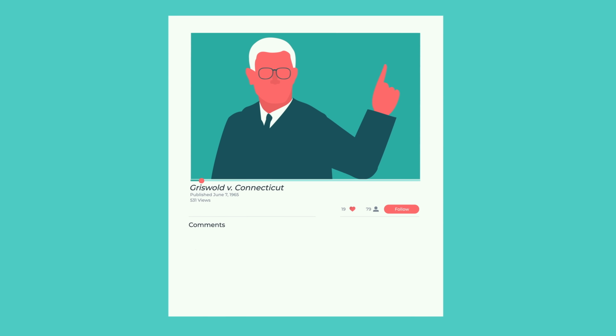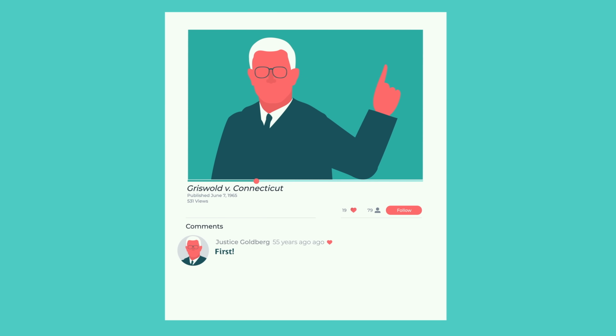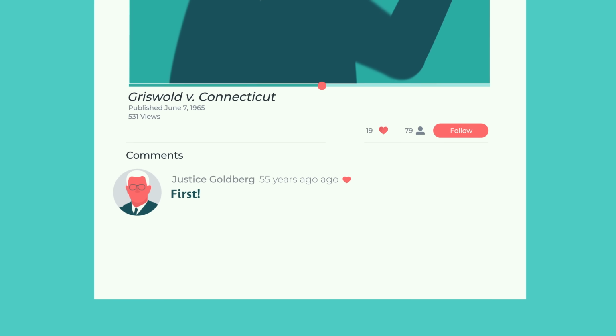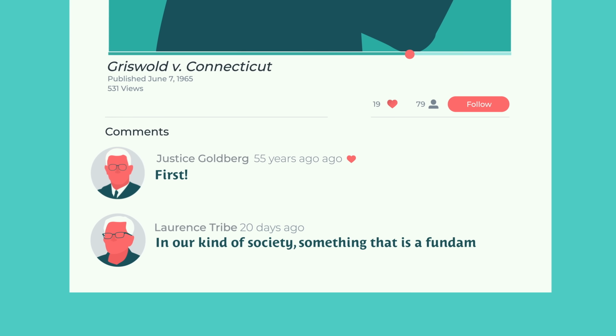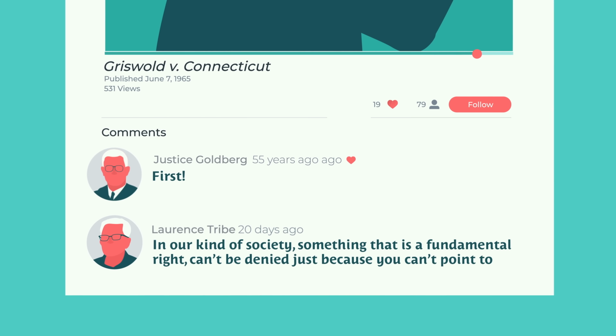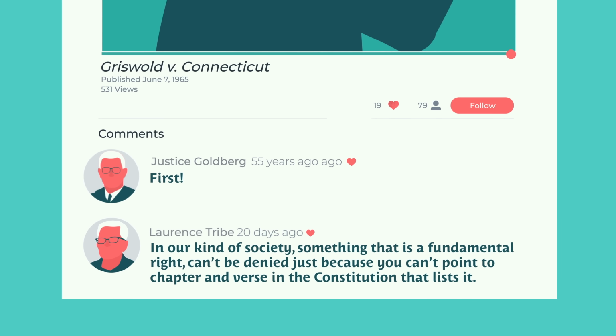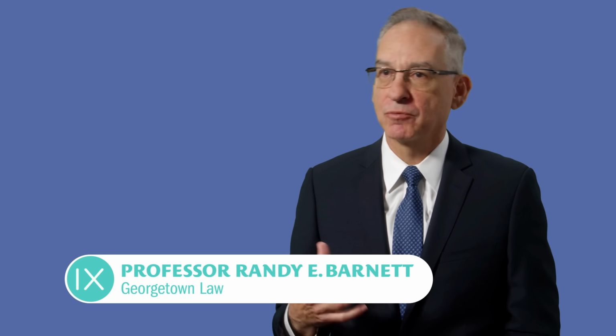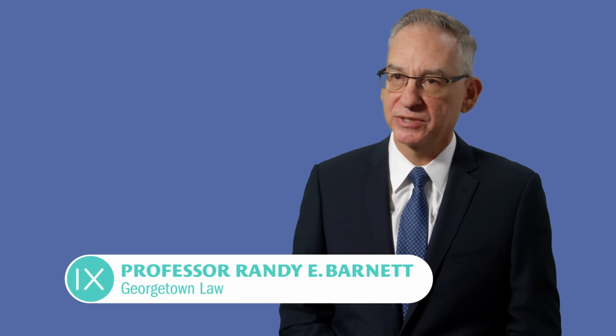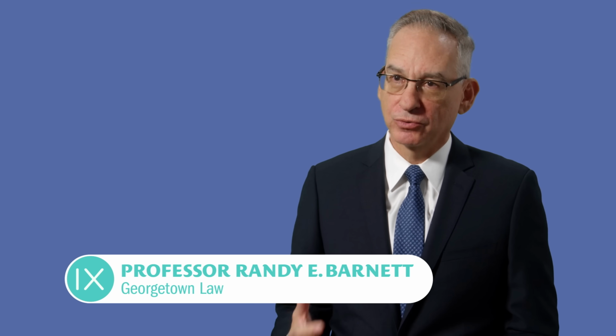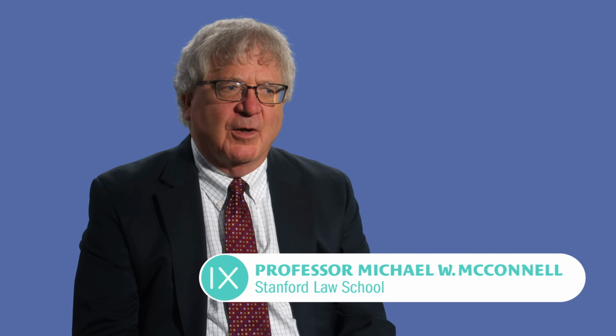In effect, he used the Ninth Amendment for the first time in the way that it was intended to be used, as a rule of construction, as a way of saying, in our kind of society, something that is a fundamental right can't be denied just because you can't point to chapter and verse in the Constitution that lists it. It rejected the idea that only enumerated rights get protected. But on the other hand, it did not revive the original way of protecting unenumerated rights by saying that all legislative restrictions on liberty need to be scrutinized to see if they are rationally related to an end that is within the proper scope of government. Goldberg seems pretty careful in his opinion to deny that the rights actually come from the Ninth Amendment. But unfortunately, that was just a solo opinion by Justice Goldberg.